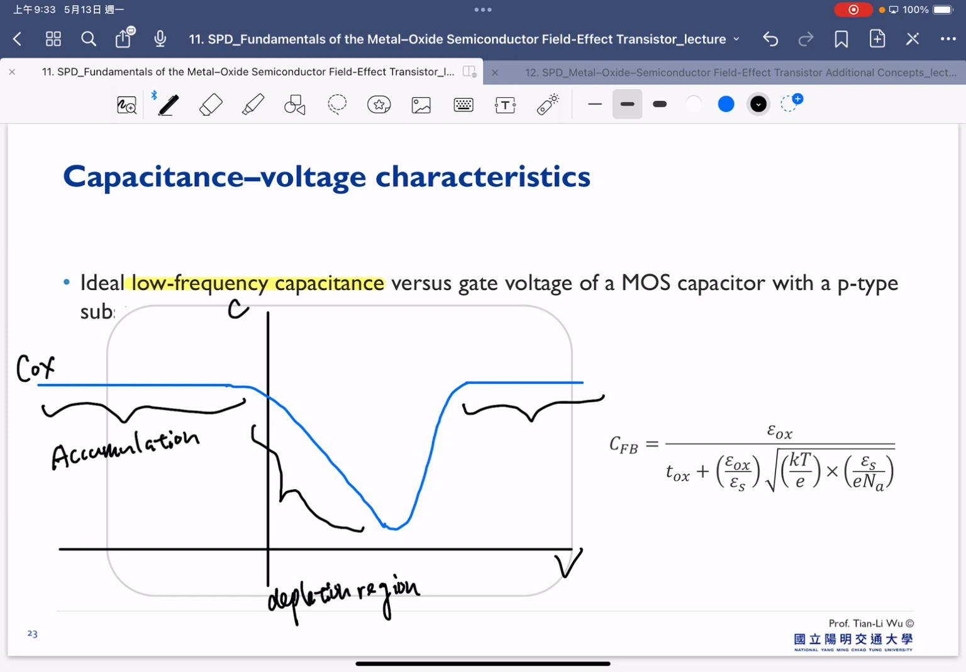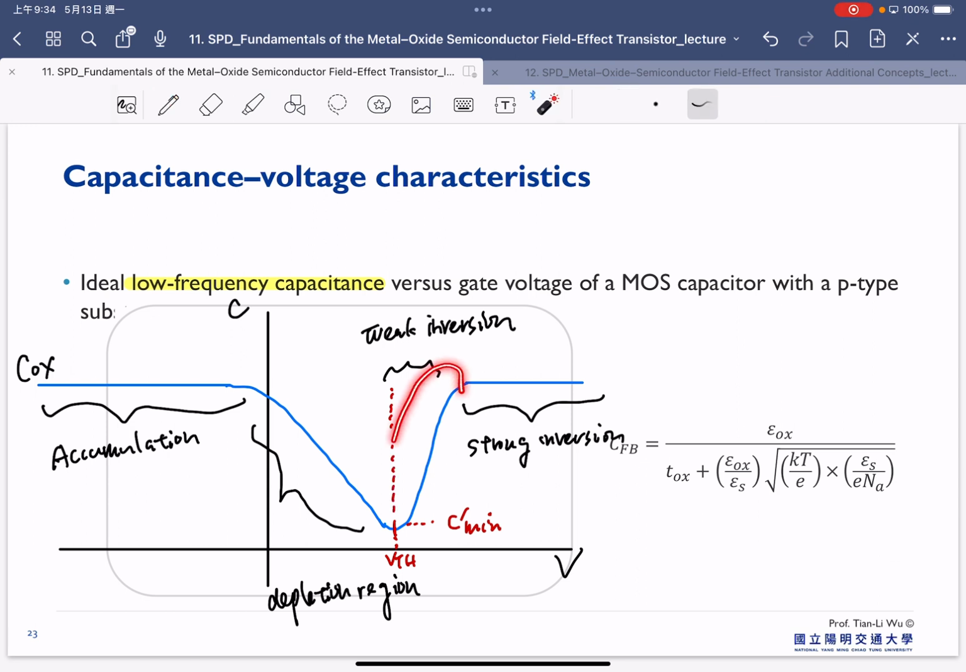And in reality, we have two types of inversion region. One is strong inversion, and the other is weak inversion. At the boundary between the depletion and inversion, the capacitance reaches its minimum value. Once the depletion region reaches its maximum, our depletion capacitance reaches the minimum. This voltage is what we refer to as the threshold voltage. Therefore, this is the region for weak inversion, and this is the region for strong inversion.